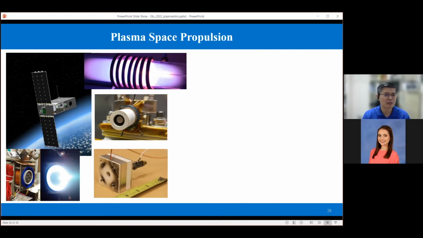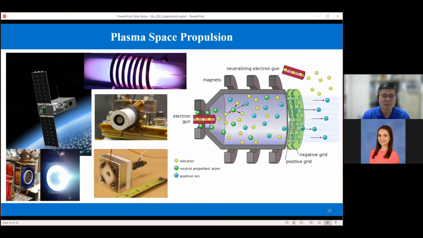So space propulsion, plasma space propulsion, takes advantage of the fact that when you have ions and electrons, you can now use electric fields to accelerate them, right? So here's a basic schematic of an ion engine. So in an ion engine, you create the plasma inside the plasma chamber, and you have grids which are biased such that they attract the positive ions and accelerate them to very, very high velocities, usually tens of kilometers per second, which makes it a very efficient propulsion system.